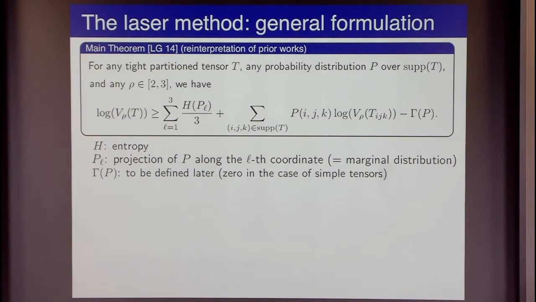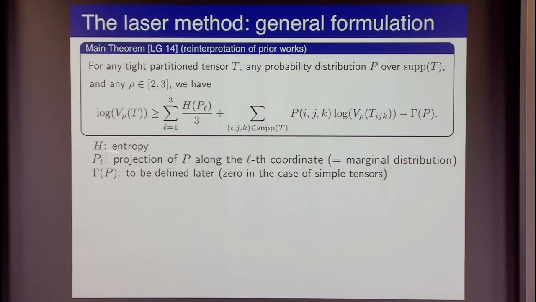And now here is the main theorem of this talk, which is actually a reinterpretation of all prior works with different notations, and to make explicit that we have concave parts in this expression. So it says that for any tight partition tensor, when you fix the partitions, and any probability distribution over the support and any rho, you have this inequality. So it gives you a lower bound on the value.